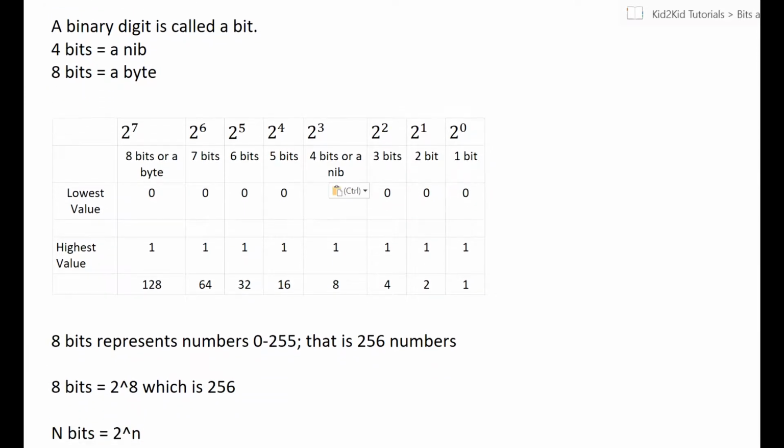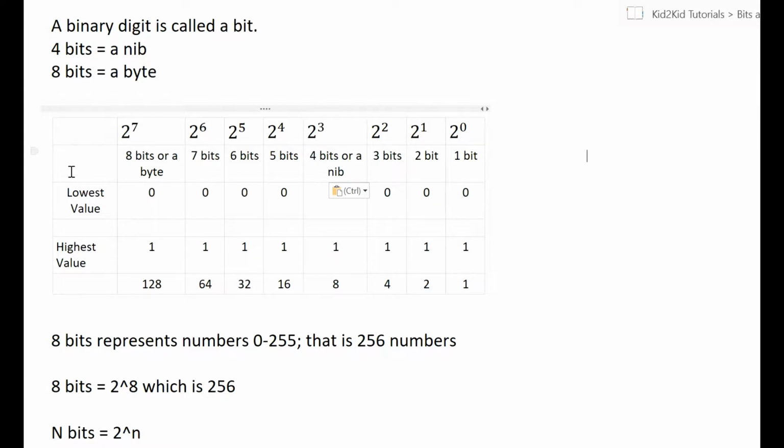So now we're going to work on a bit. A binary digit is called a bit. 4 bits is a nib, 8 bits is a byte. So let's talk about an 8-bit number, or a byte. We have 2 to the power of 0, which is the first bit, 2 to the power of 1, which is the second bit, 2 to the power of 2, which is the third bit, and so on.